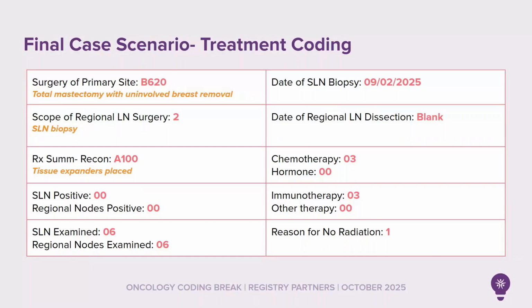Chemotherapy will be 03. The patient underwent the neoadjuvant chemo with multiple agents. Hormone will be 00. There was no role per the MD and per the NCCN guidelines. Hormone therapy is not given to patients with triple-negative disease. Immunotherapy will be 01. The patient had neoadjuvant and adjuvant pembrolizumab. And other therapy will be 00. Reason for no radiation will be 1 because the RT was not indicated.